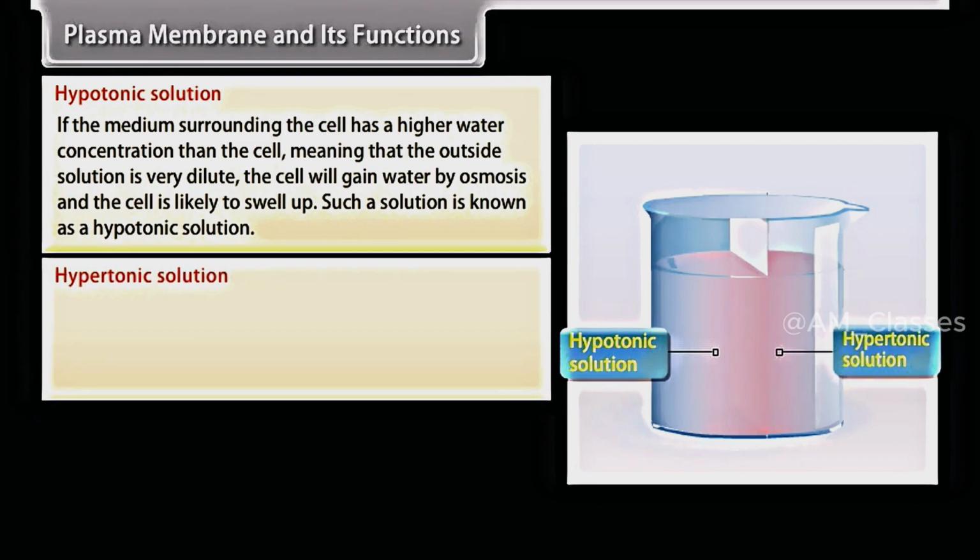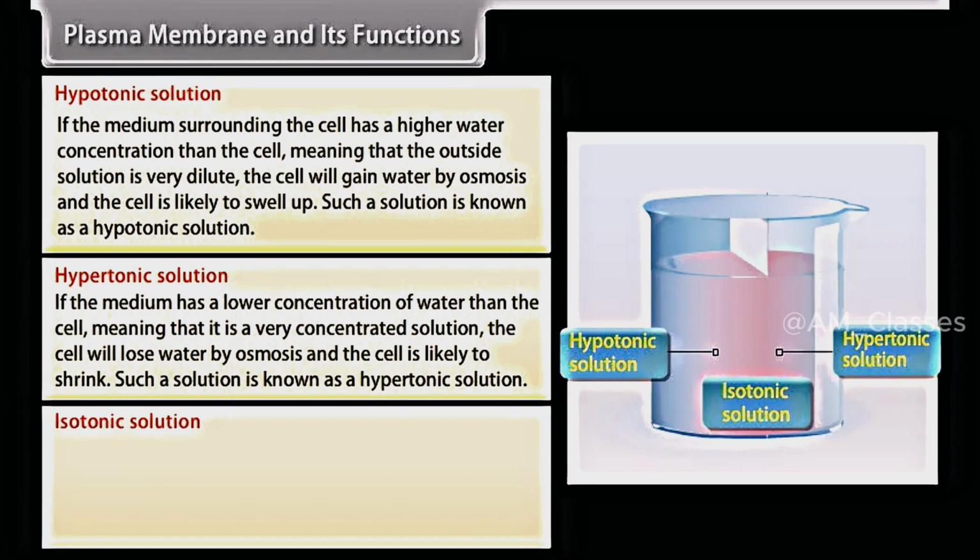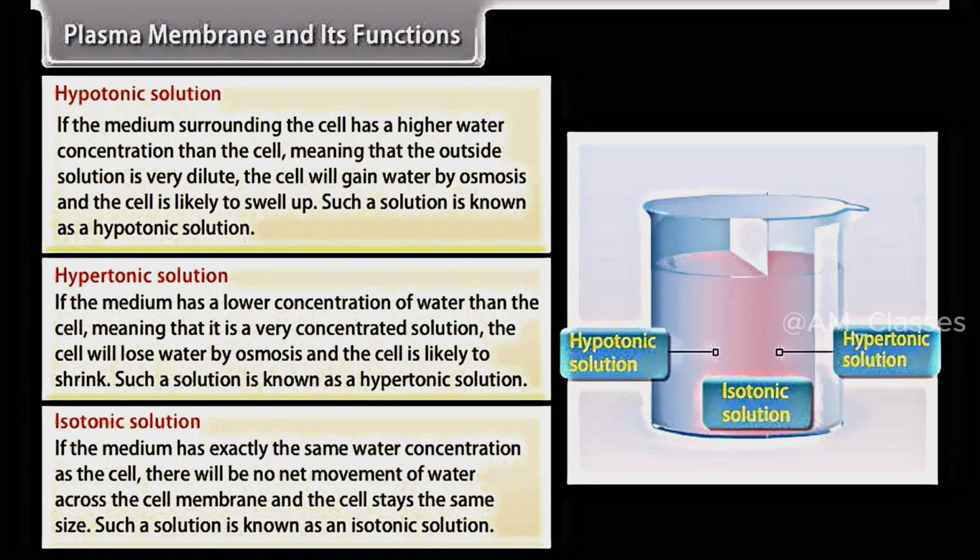Hypertonic solution: if the medium has lower concentration of water than the cell, meaning that it is a very concentrated solution, the cell will lose water by osmosis and the cell is likely to shrink. Such a solution is known as a hypertonic solution. Isotonic solution: if the medium has exactly the same water concentration as the cell, there will be no net movement of water across the cell membrane and the cell stays the same size. Such a solution is known as an isotonic solution.